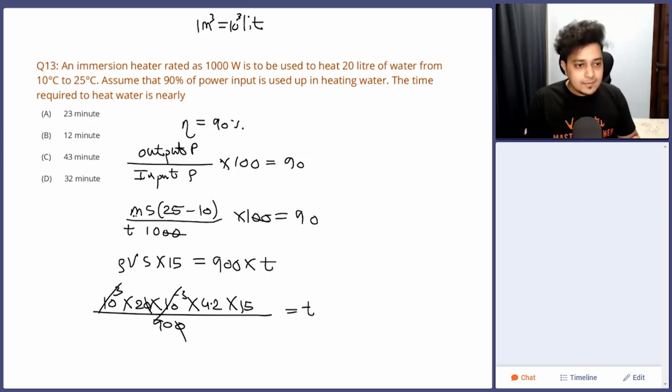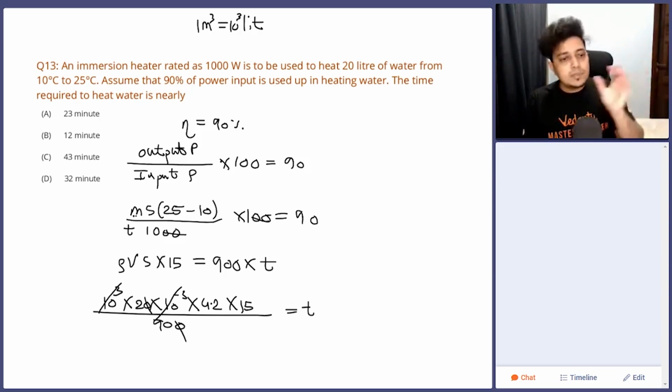Okay, clear. So output power here is the heat absorbed by the water. So mass into specific heat capacity into change in temperature divided by time. That is the output power. Input power is 1000 watt. That is the power given, the input power, into 100. So output upon input into 100 is equal to efficiency, 90.